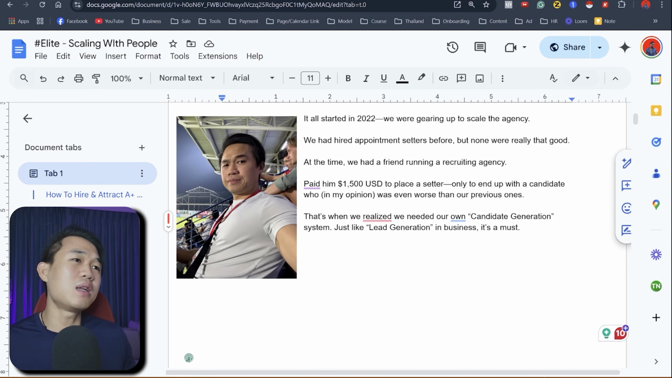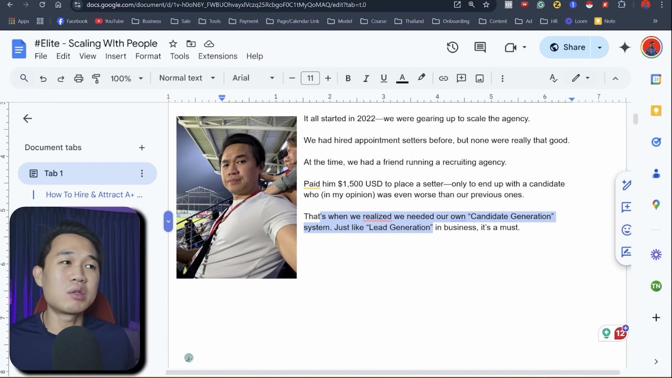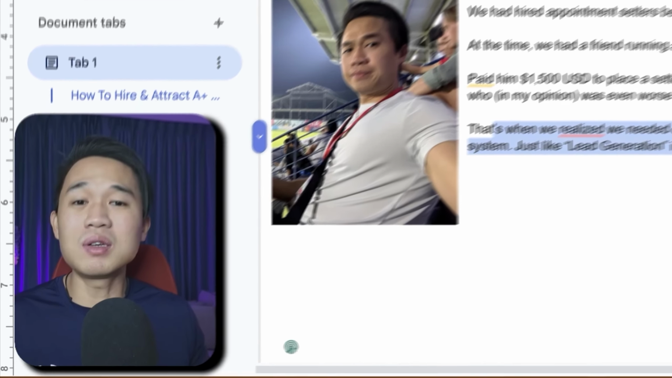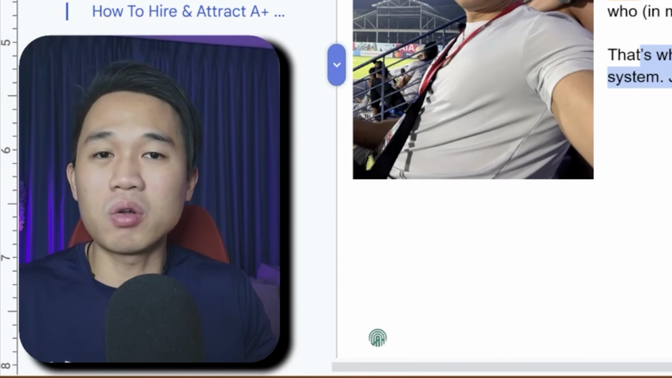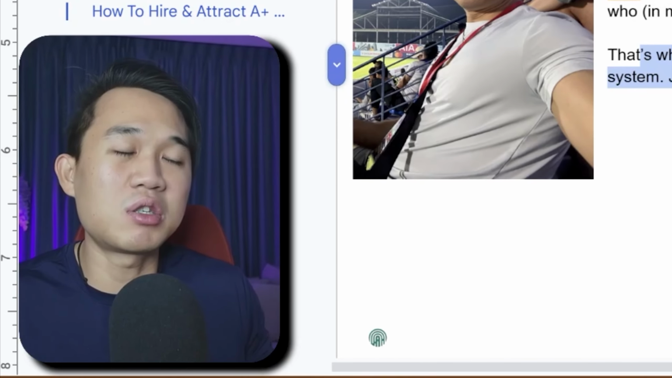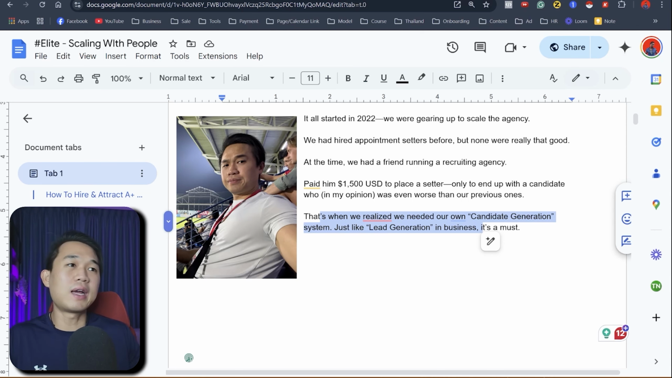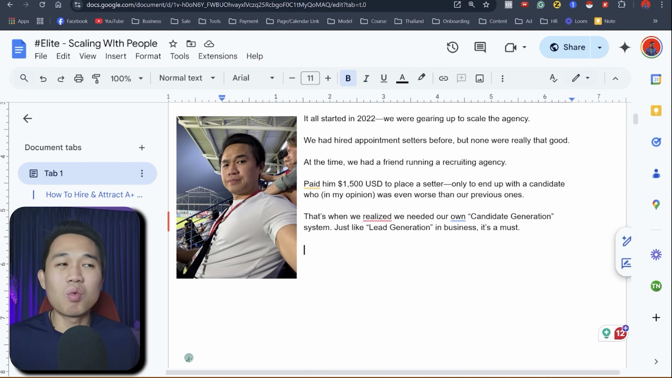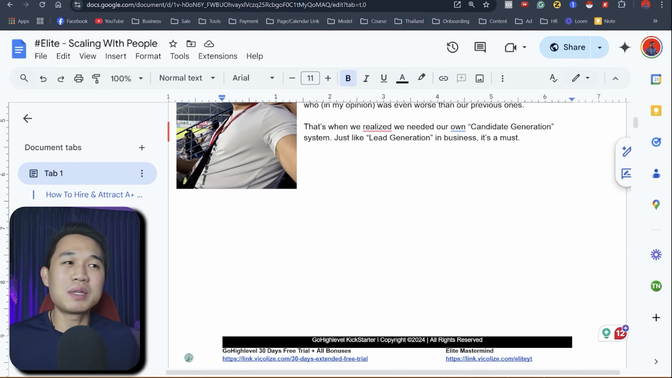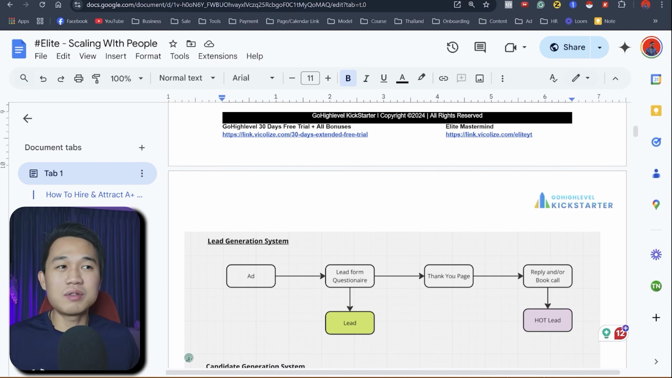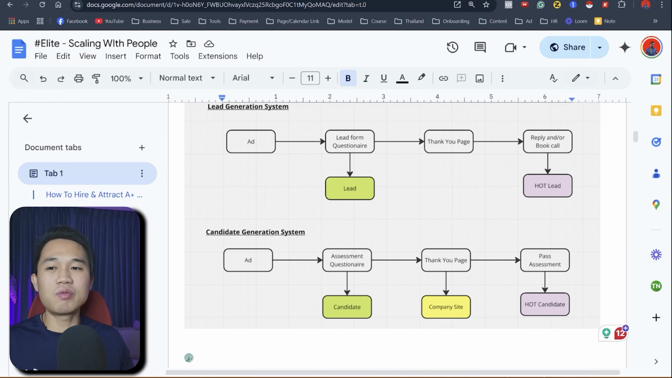This actually took me on a journey to realize that we need our own candidate generation system, just like a lead generation system in a business. It really is a must. It's as important, if not more important, than a lead generation system in your business. Getting scammed $1,500 is what took me on this journey, so hopefully I can emphasize the importance of a candidate generation system to you without you having to lose this much money yourself.